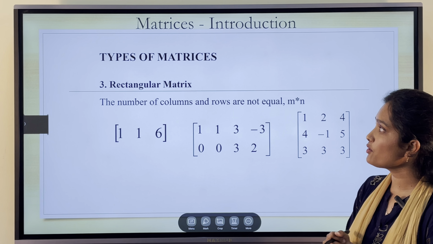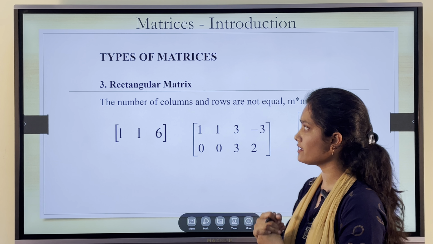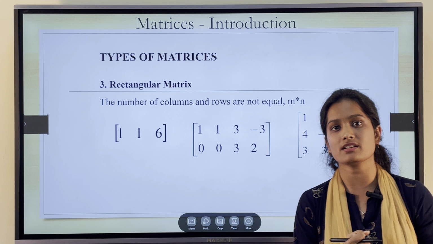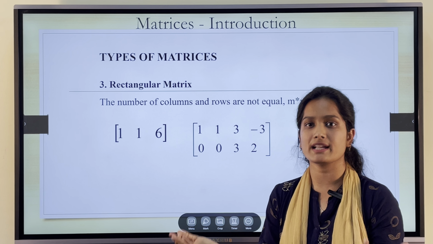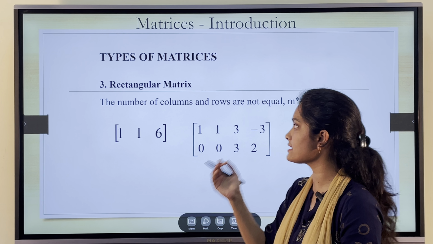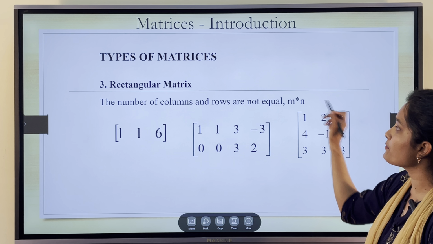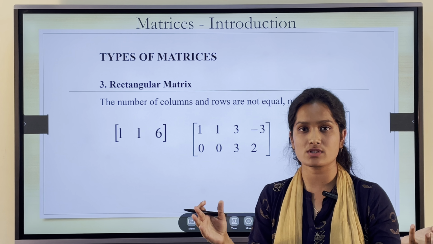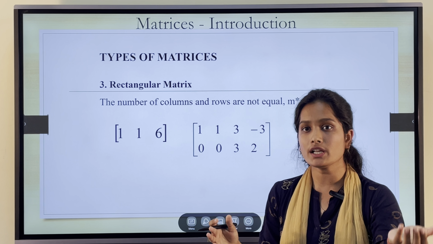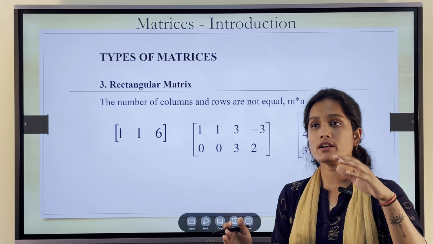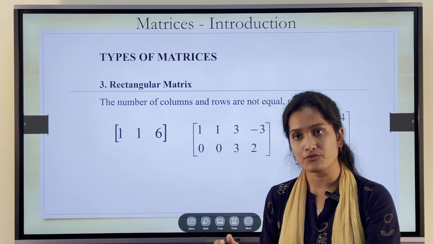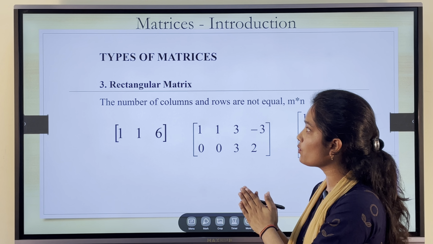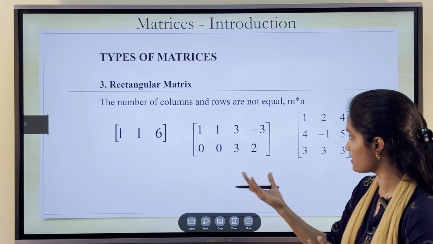Then the third type of matrix is the rectangular matrix. A rectangular matrix is a type of matrix in which the number of rows and columns may differ, and the order of a matrix in this way is written as M cross N, which means there will be inequality in the number of rows and columns. There can be 3 rows and 2 columns, or there can be 4 rows and 5 columns. In this case we refer to it as the rectangular matrix.